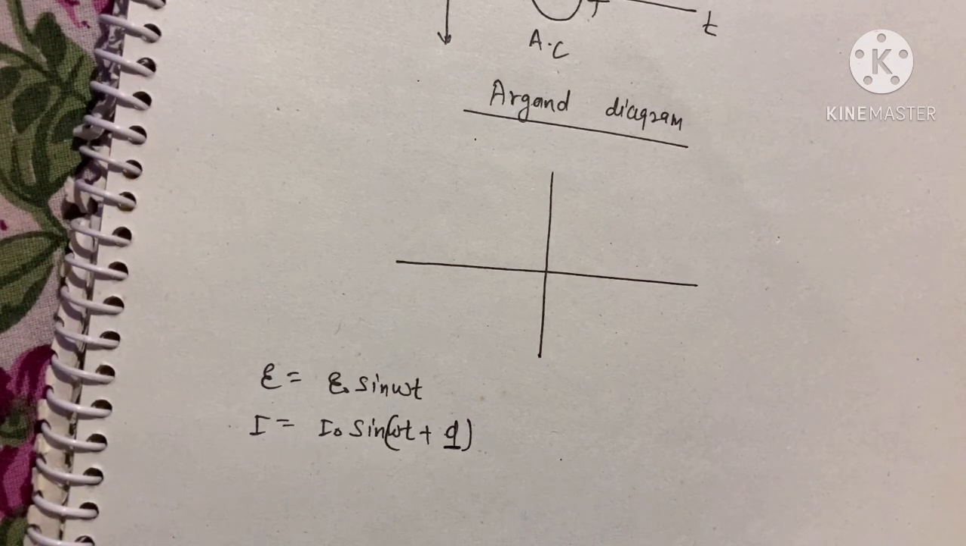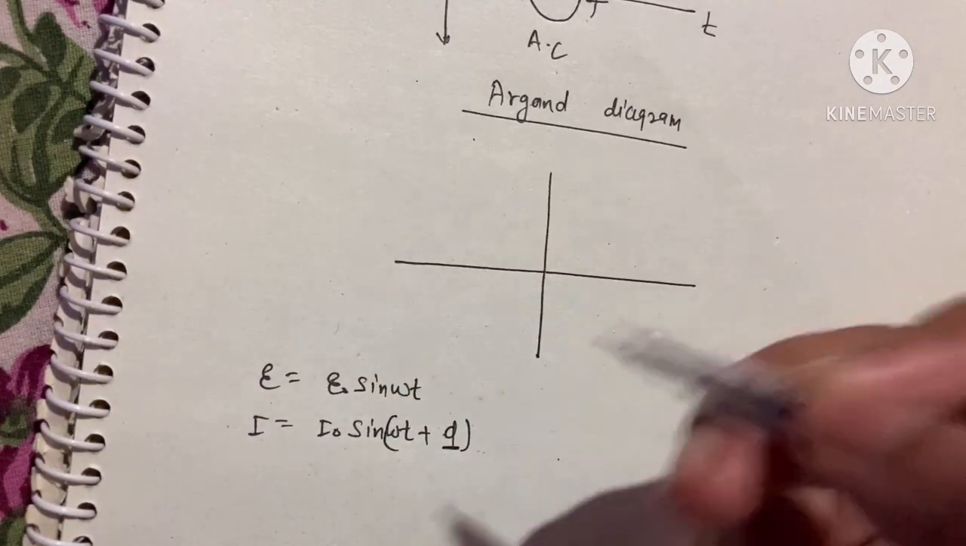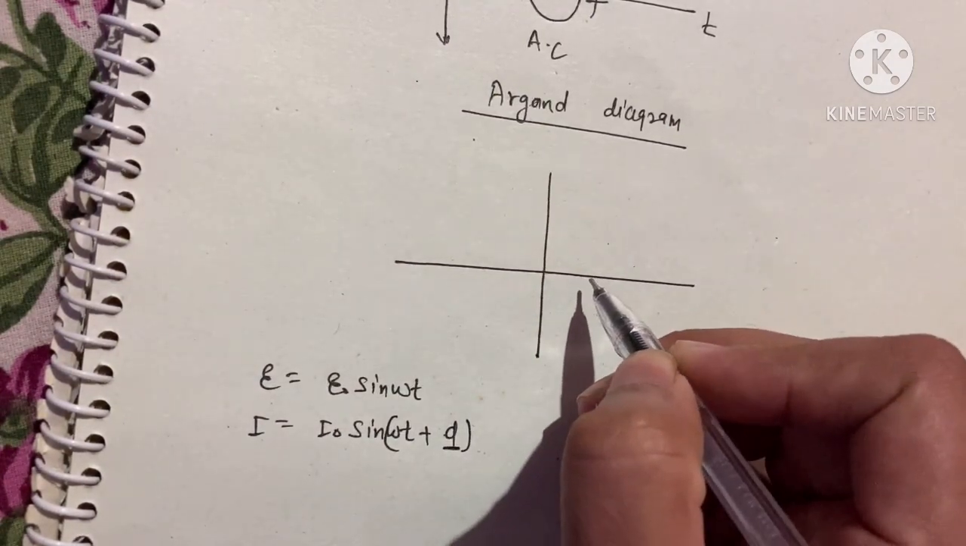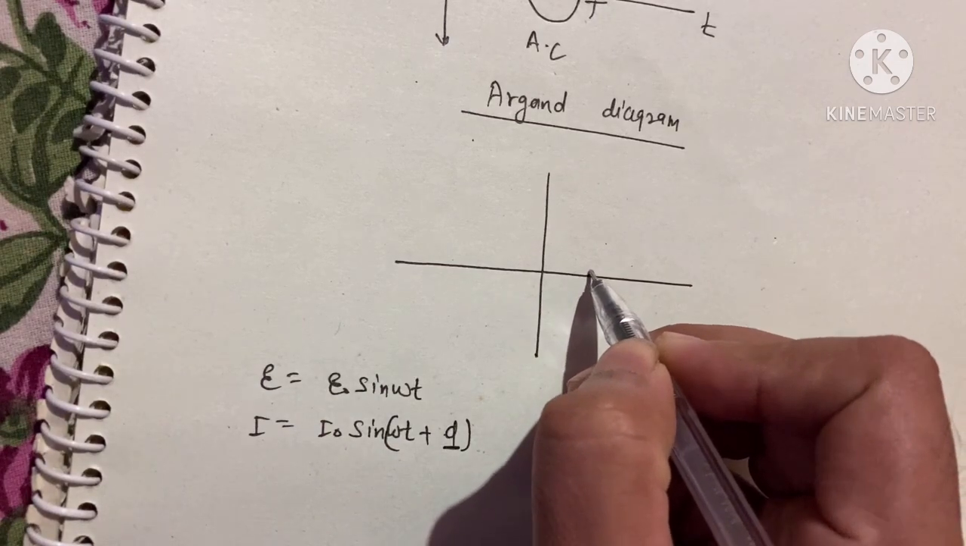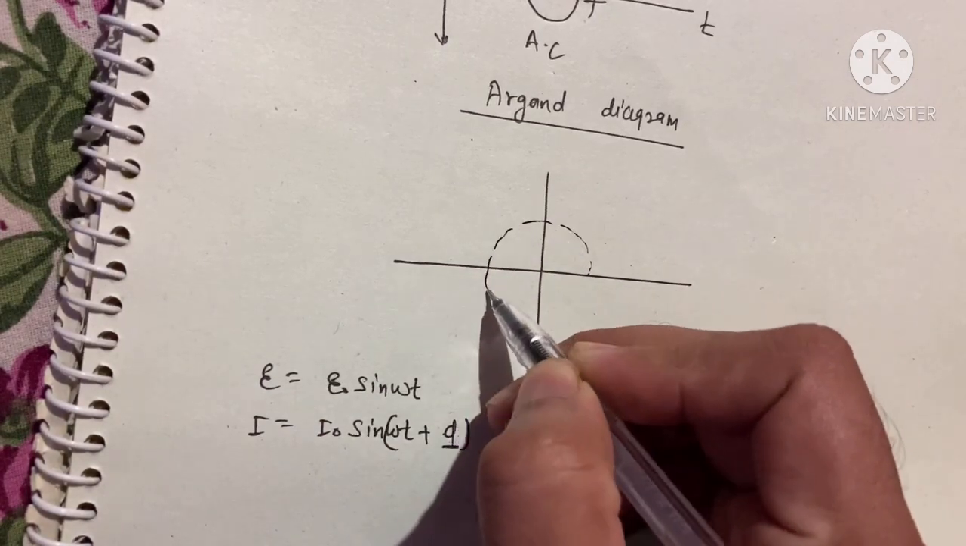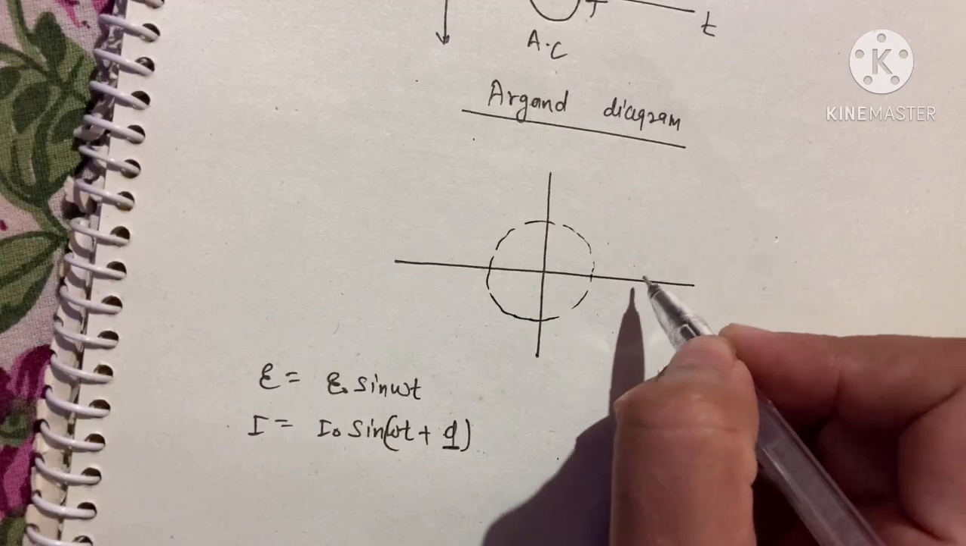Okay, so now let's draw it. Basically we draw a circle. Suppose this is a circle. We have to draw two circles, one for EMF and one for current.